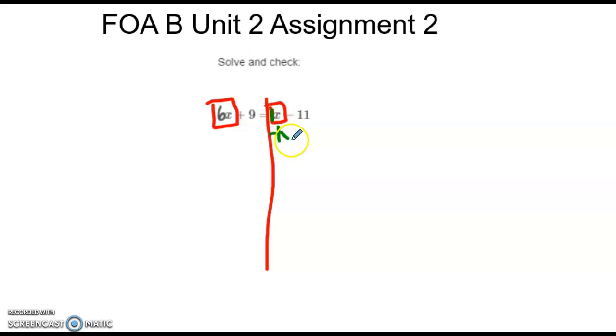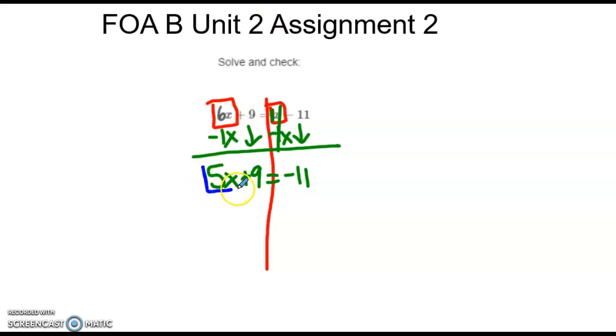Since it's positive, I'm going to subtract it from each side because that is the opposite. 1X take away 1X is 0. We can cross that out. 6X's take away 1X would be 5X. And then I'm just going to bring the rest of this stuff straight down.